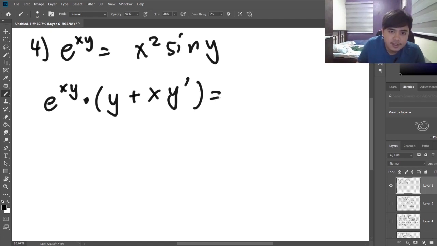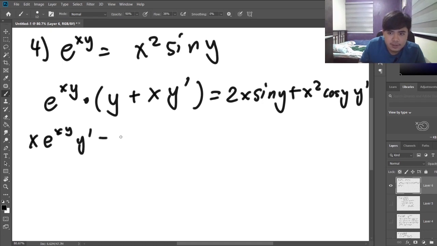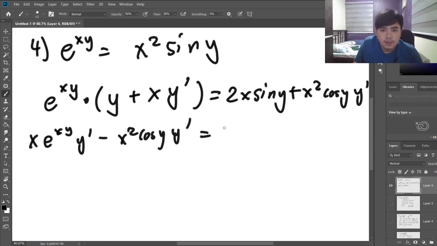That's it. And then for the next part, the derivative of x squared is 2x. Sine y is just sine y. And then we add x squared, then the derivative of sine is cosine y, and then y prime. Move every y prime term to one side, so we get x e to the xy y prime minus x squared cosine y y prime equals 2x sine y minus y e to the xy.